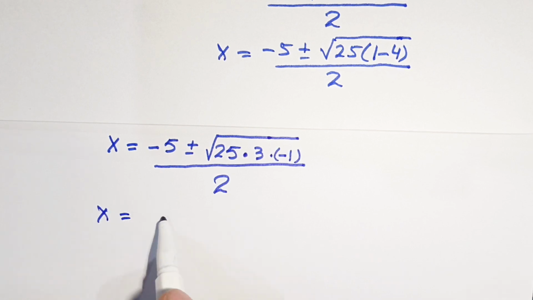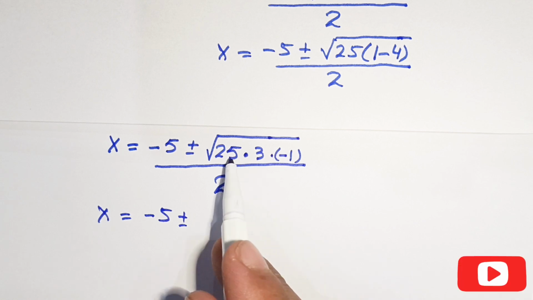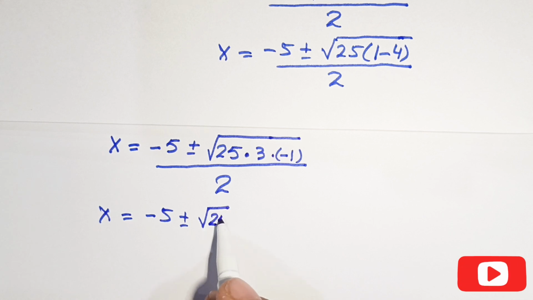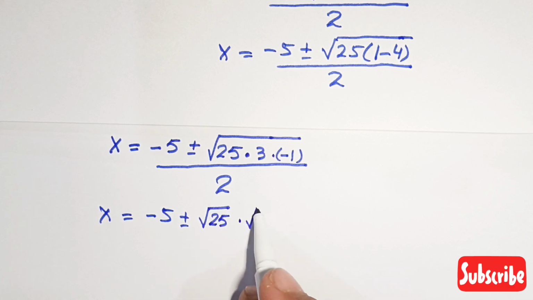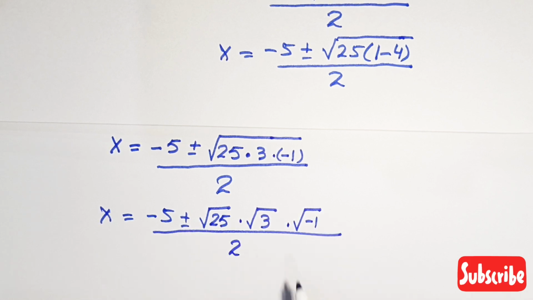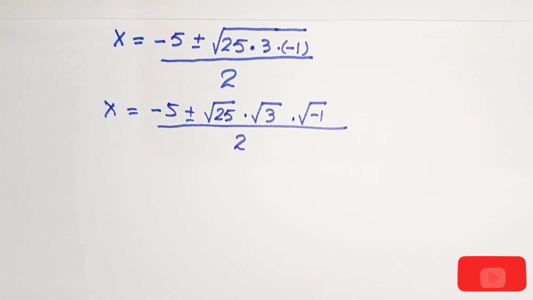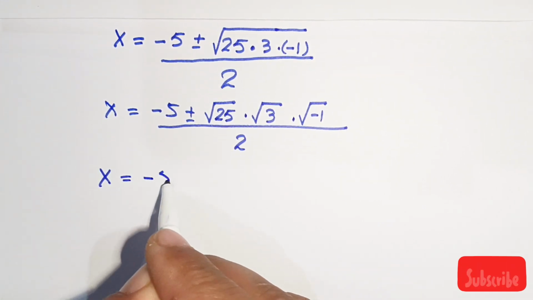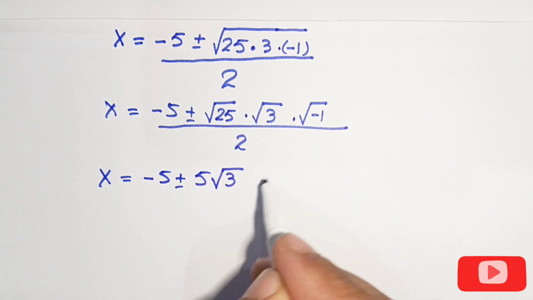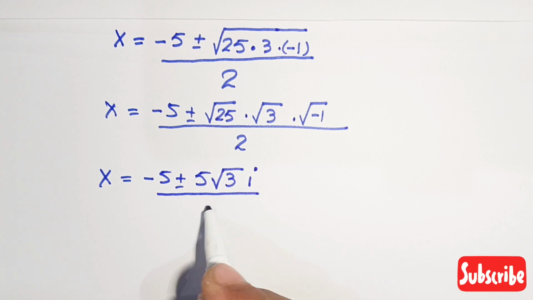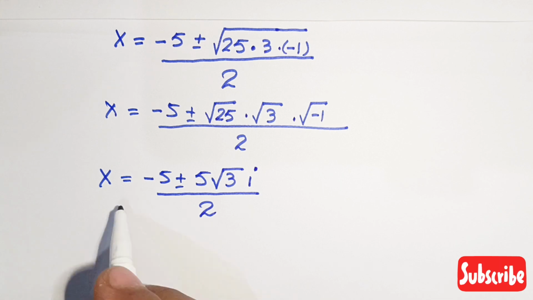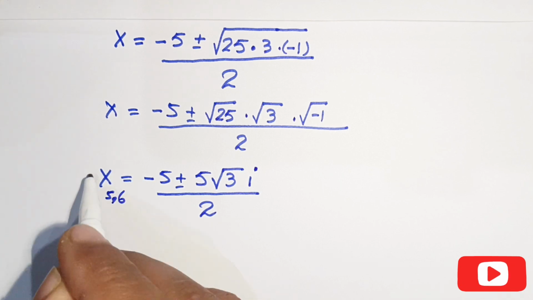Now x is equal to minus 5 plus or minus, if we write separately all these three terms under the square root, the square root of 25 times the square root of 3 times the square root of minus 1, all over 2. Our next step: x is equal to minus 5 plus or minus the square root of 25, which is 5, times the square root of 3 times i, all over 2. So these are our other complex solutions of x, which are x5 and x6.